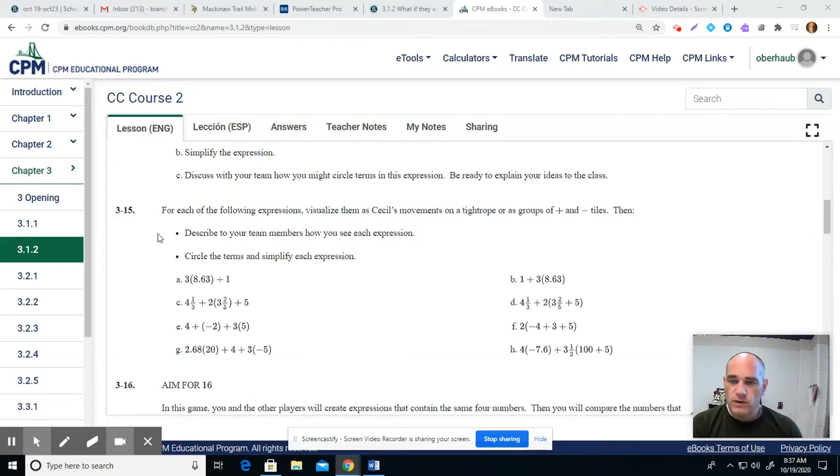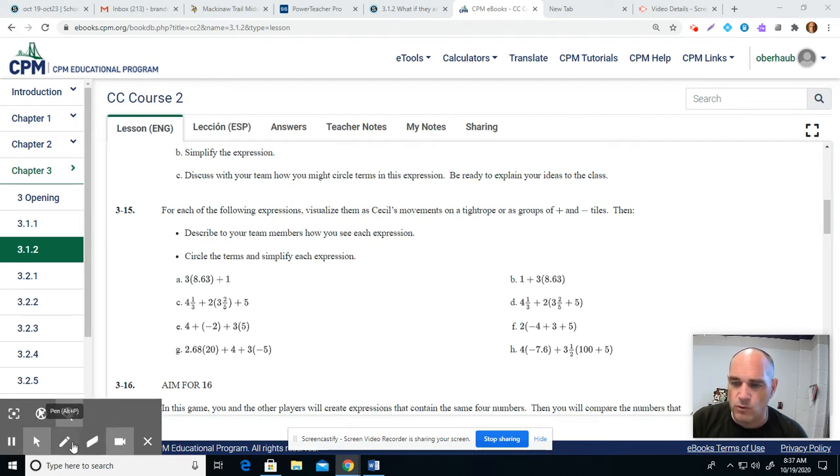All right, for question 3-15, it says, for each of the following expressions, visualize them as Cecil's moving on a tightrope or a grouping of plus and minuses, and describe with your team members how you see each expression. Circle a term to simplify. All right, so we're going to simplify these. So I'm going to show my work up here so I get a little bit of room.